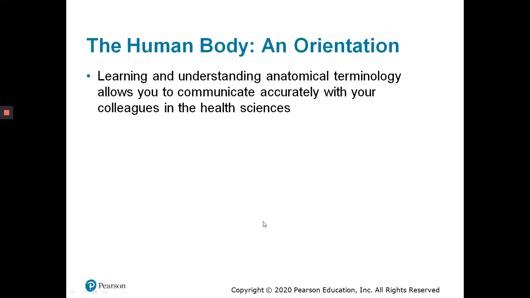How do we look at it? What do we look at when we're studying the human body? And there's 2 parts that we're really going to look at. One, the anatomy, and that's where we look at the parts and pieces. And then we're going to look at the physiology, where we look at how it works. So learning and understanding the terminology allows you to communicate accurately with your colleagues in health sciences. Again, you'll be making charts and communicating with doctors and other healthcare professionals using some of this terminology.